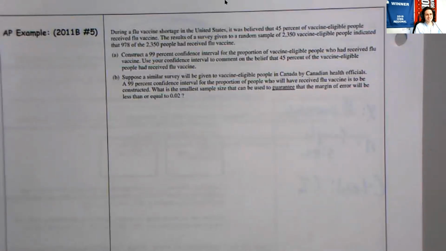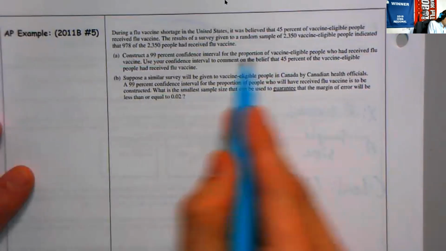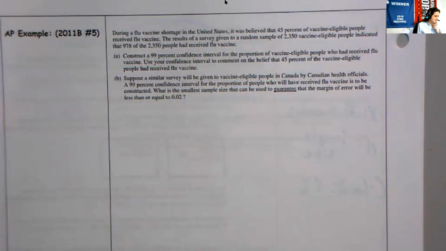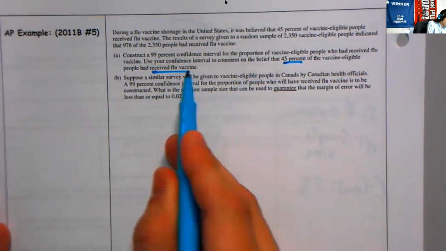The results of a survey given to a random sample of 2,350 vaccine-eligible people indicated that 978 out of 2,350 received the flu vaccine. Get your vaccines. Construct a 99% confidence interval for the proportion of vaccine-eligible people who received the flu vaccine. Use your confidence interval to comment on the belief that 45% of people had received the flu vaccine.